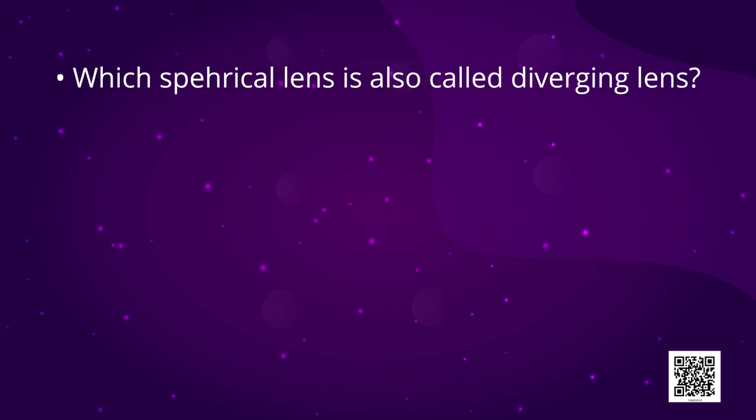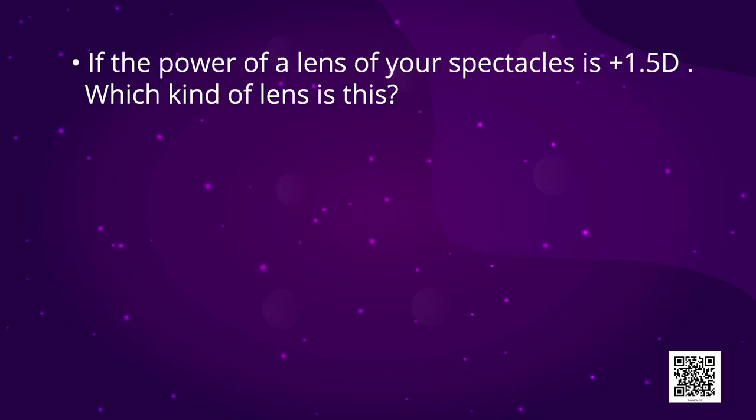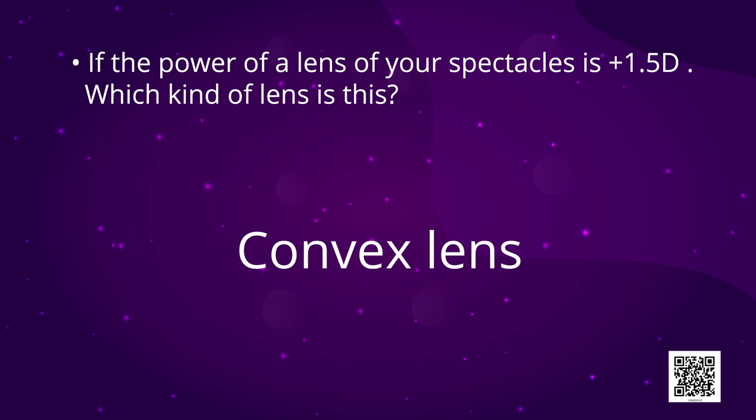Question number 3. Which spherical lens is also called a diverging lens? Absolutely right. Concave lenses are called diverging lenses. And last question. If the power of the lens of your spectacle is plus 1.5 D, which kind of lens is this? Yes, exactly right. The lens of your spectacle is a convex lens because the focal length of a convex lens is taken as positive, and that is why the power of the lens is positive.